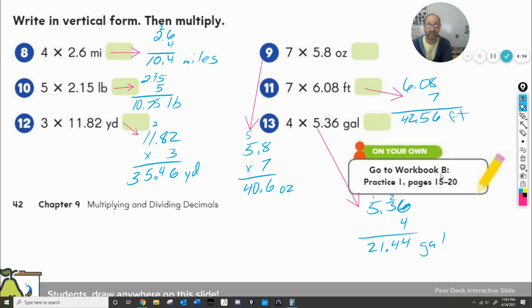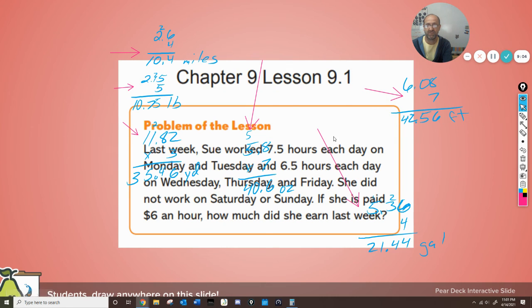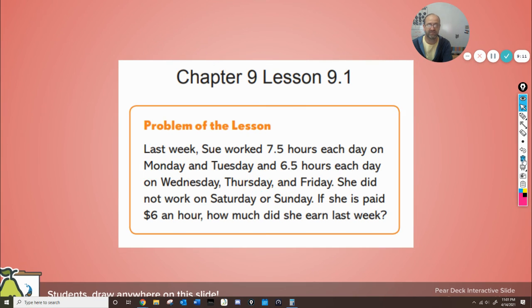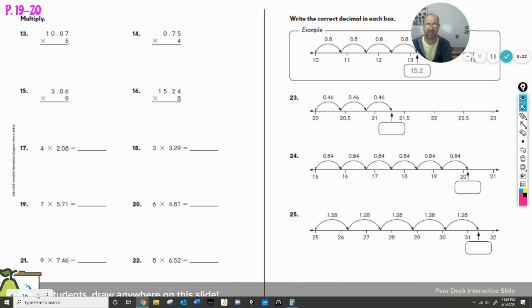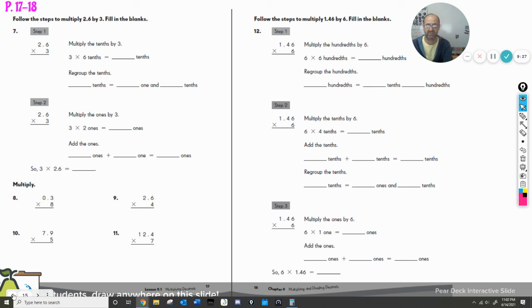You're welcome. All right, workbook B, practice those problems. Oh, Sue is working a whole lot of hours. I'm gonna let you figure that out. This is a problem of the lesson. This is for you to do and talk about with your teacher or whatever they wish to do with it. And then there you go. Workbook pages are probably finishing whatever you didn't get done yesterday, and it all looks something like that. Oh man, if you sweet talk your teacher, maybe you can ask them to do just even. They're just odds. Who knows these things?